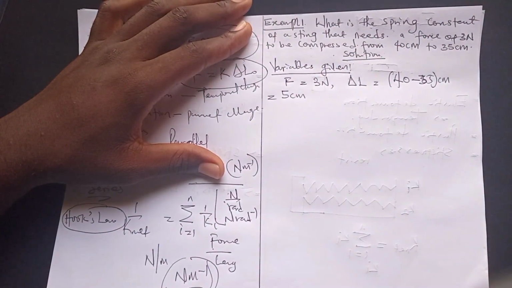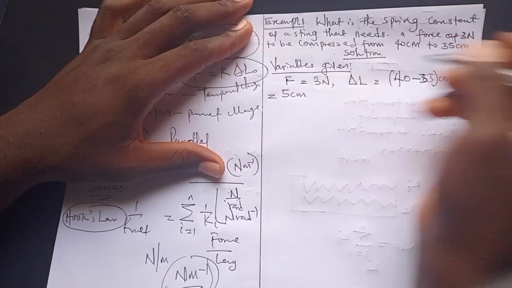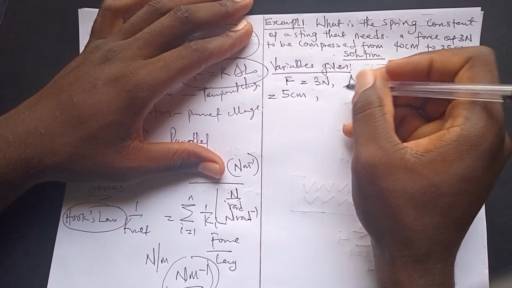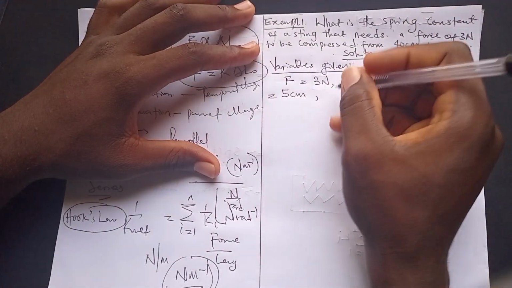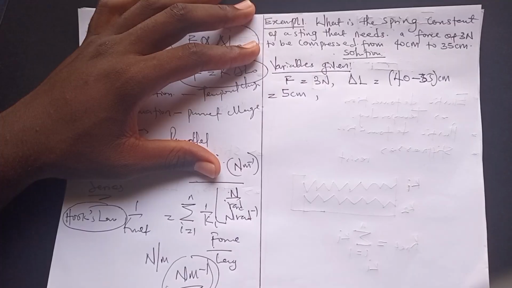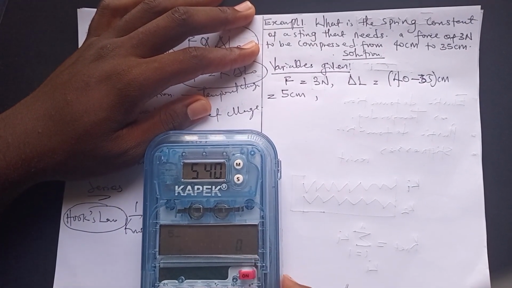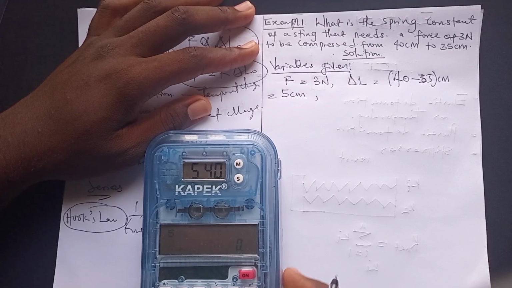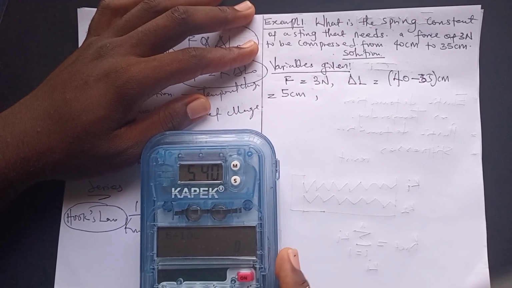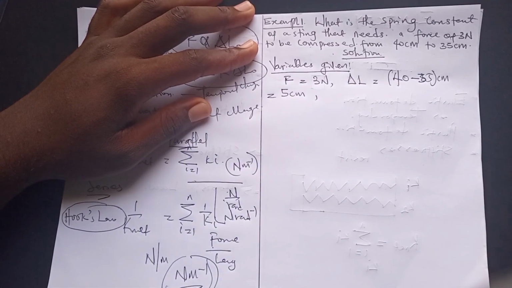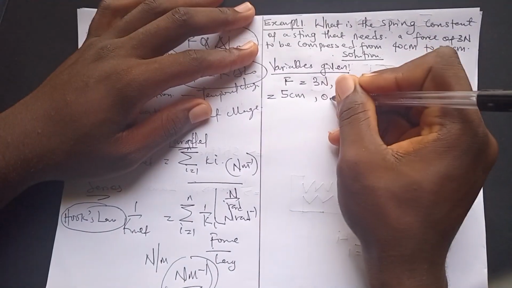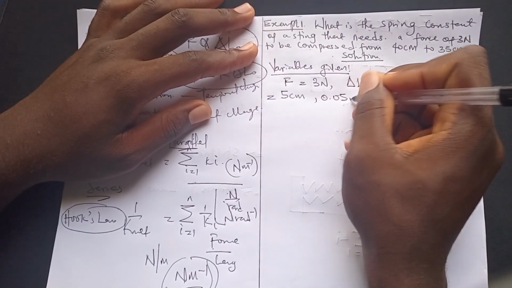Now remember, you have to convert the 5 centimeter to meter. So to convert 5 centimeter to meter, 5 divided by 100, we have 0.05, which is 0.05 meters.